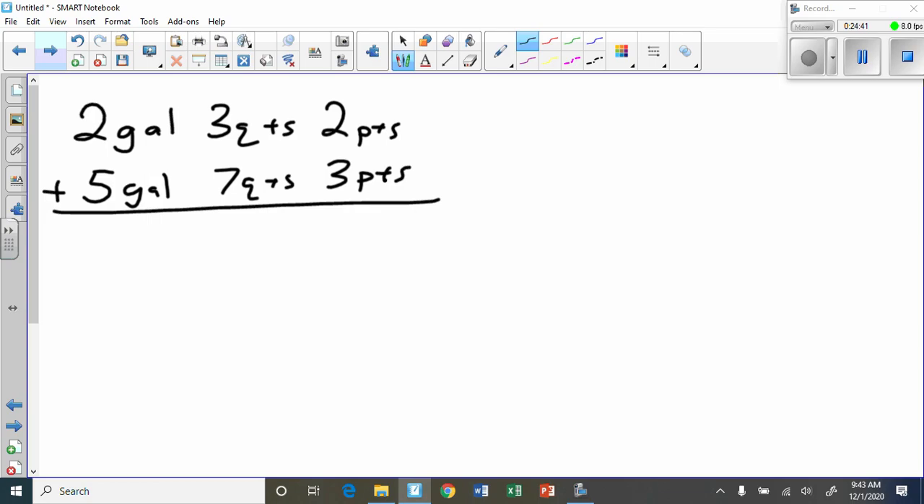Now, what do you need to know to be able to do this? Just to make sure that we know. Very good. There are 2 pints in a quart, and there are 4 quarts in a gallon. Go.